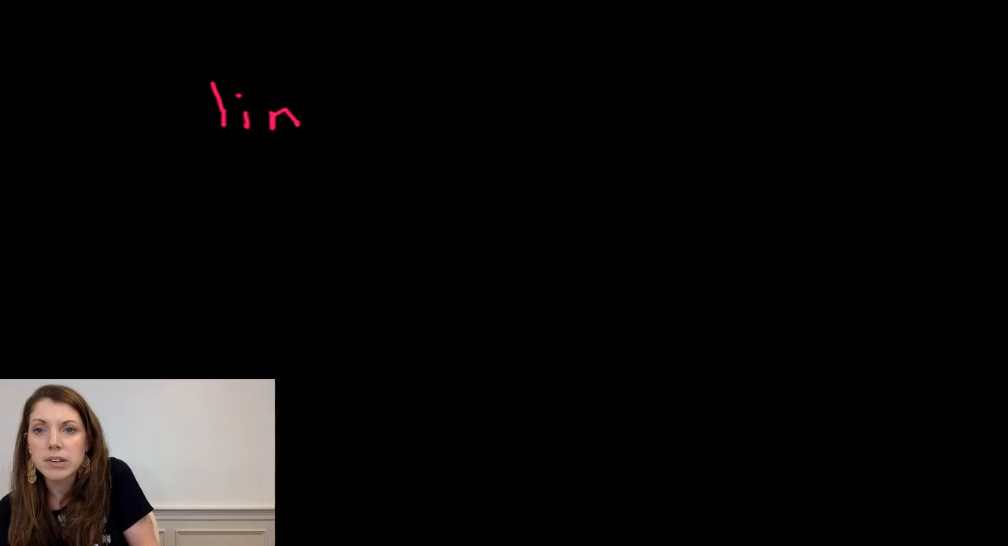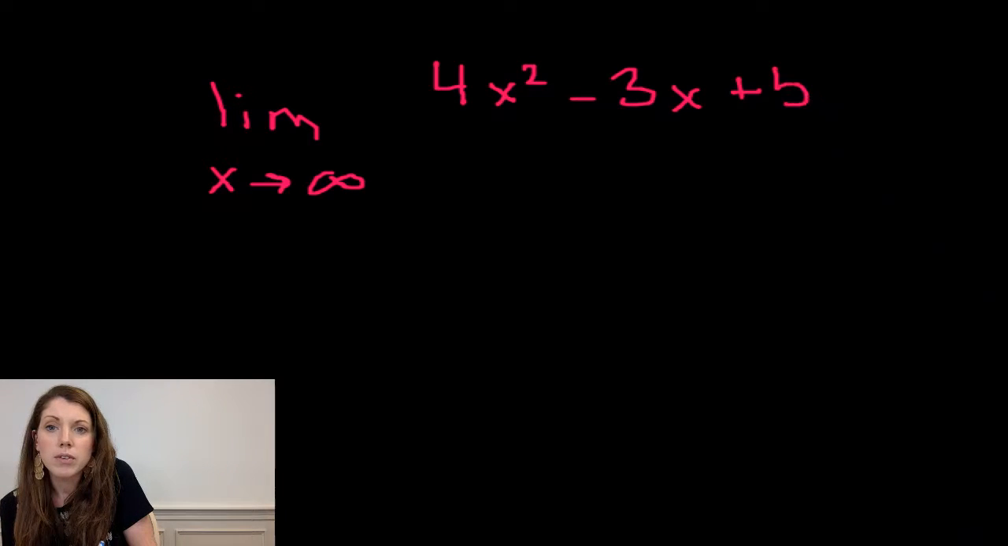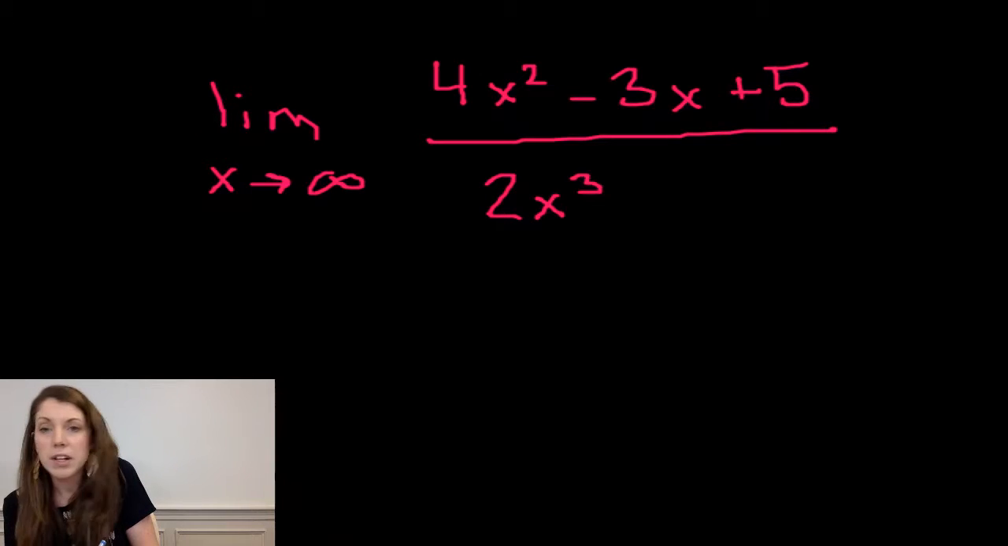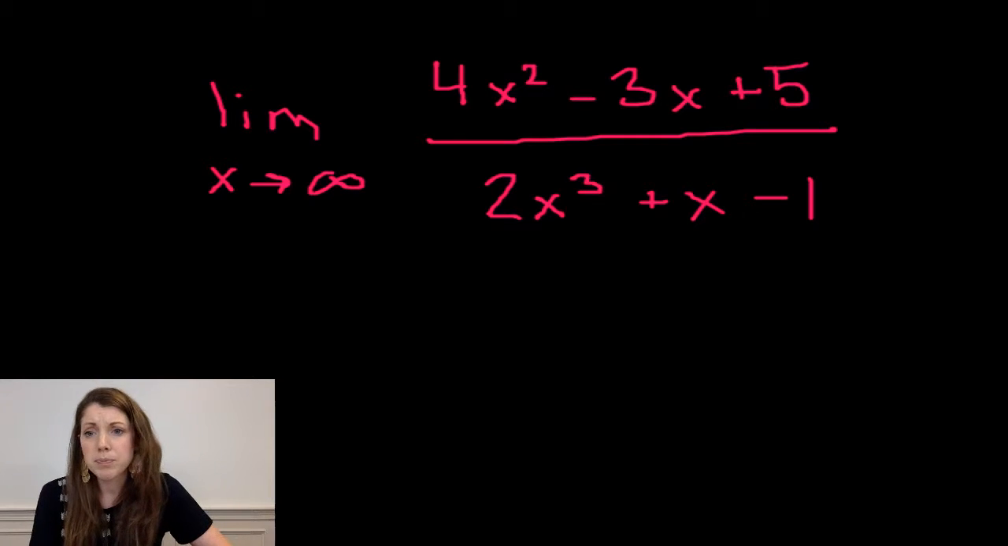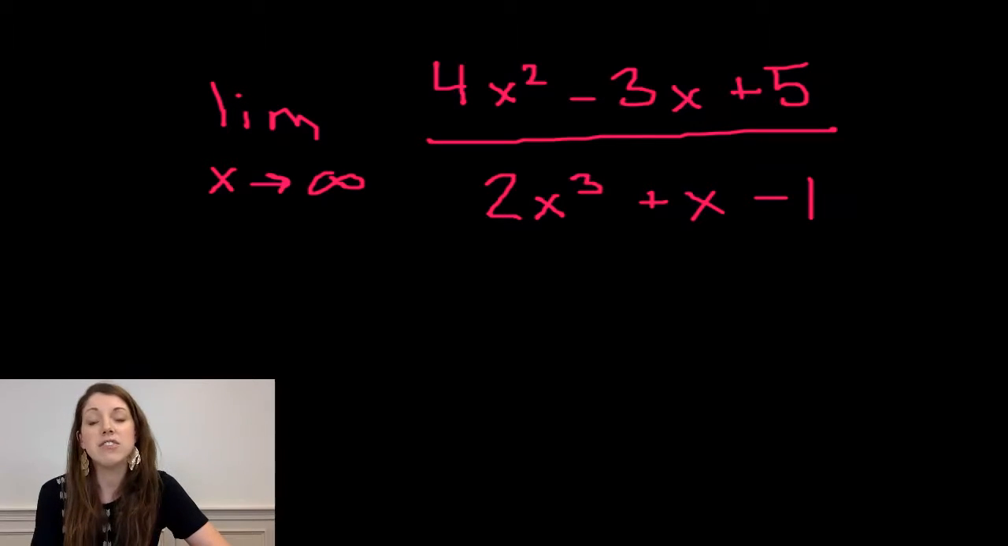We're going to try to find the limit as x moves towards positive infinity of a rational function. So this time we're not talking about it in terms of the graph. We're looking at it in terms of the function. So 4x squared minus 3x plus 5 all over 2x cubed plus x minus 1. So typical rational function. We want to ask ourselves the question of what is happening to this graph as it moves towards infinity.